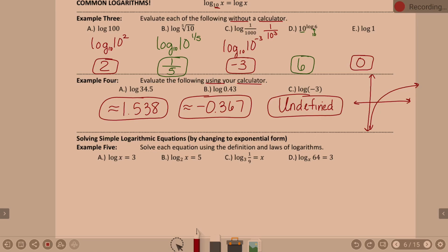So your domain there is only positive real numbers. And it does cross through here at 1. So if you want to write anything to yourself, domain is positive real numbers. So, log of a negative, you can't do it. Your calculator is always going to remind you of that. Okay. Ready for example 5?